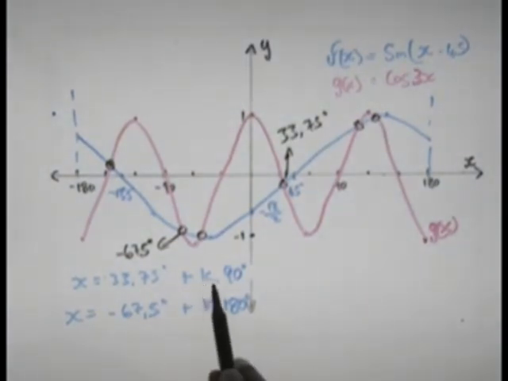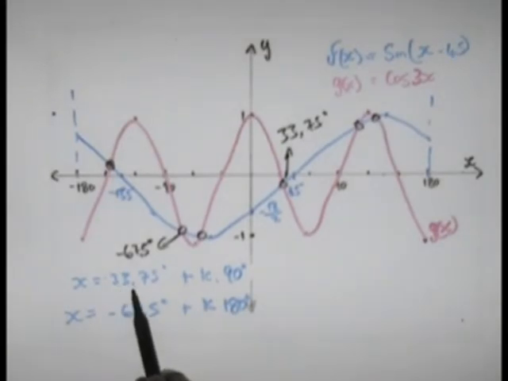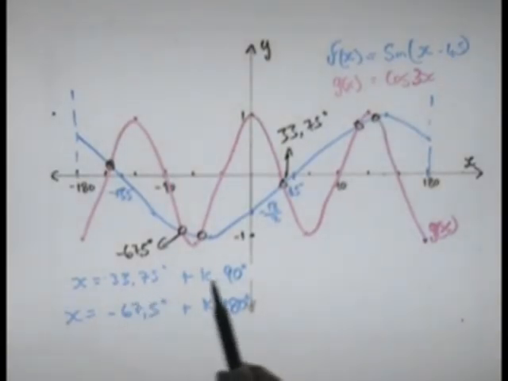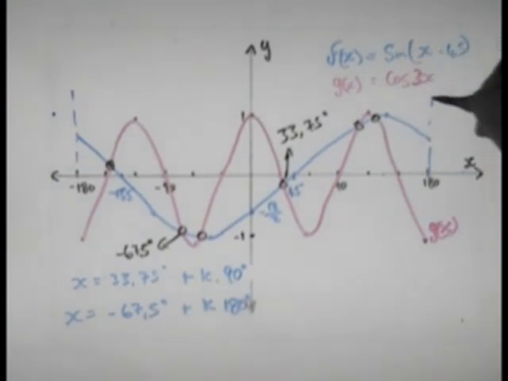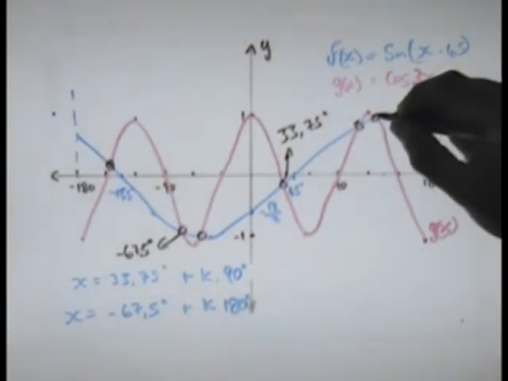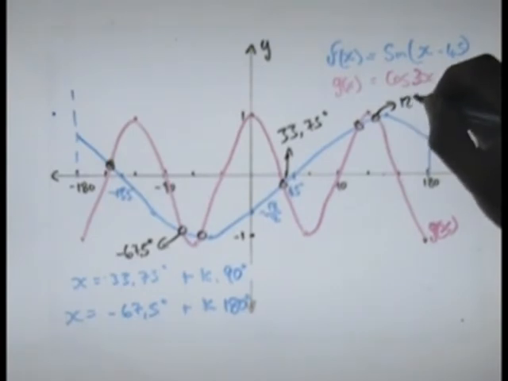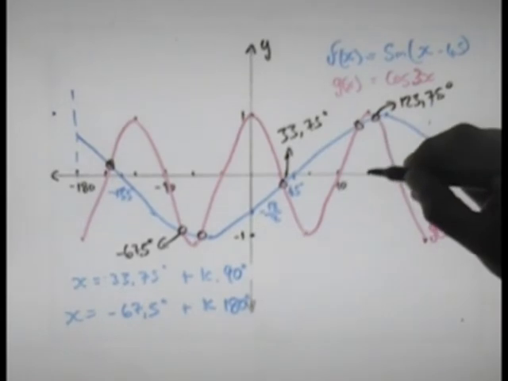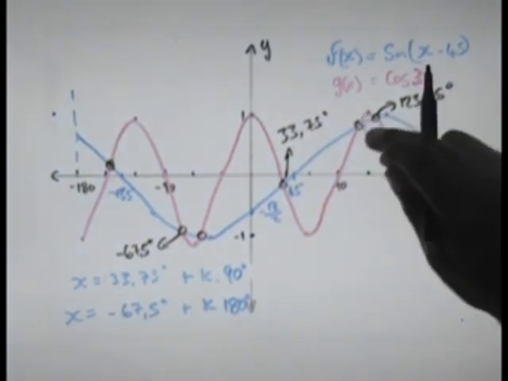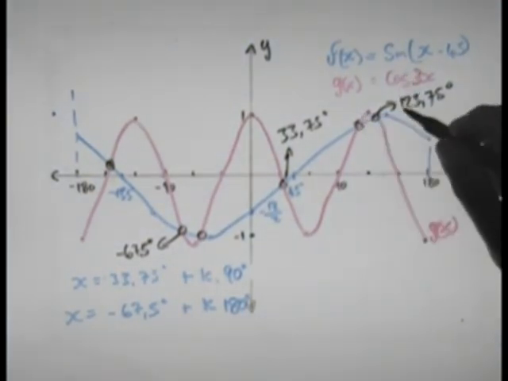When k is equal to 1, that's going to be 33.75 degrees plus 90 degrees, which is going to give me 123.75 degrees. 123.75 degrees is going to come over here, because remember that this is the point 120. So we haven't yet found the solution for that.